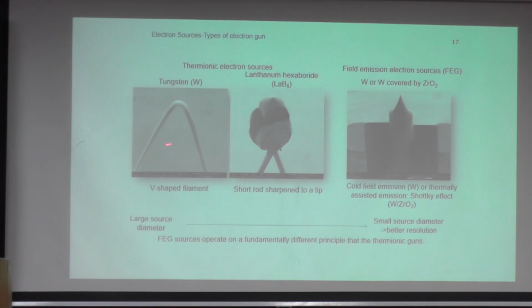So why do we need different sources? As you can see, here is the large diameter of our source, and here is the small diameter of our source, and it affects the resolution of our system, because this is the first part of our TEM. On average, maybe you can reach 0.2 nanometers here, and here like 1 or 2 nanometers, depending on the system, of course, and the lens system. In this case you can get a much better resolution compared to these sources.